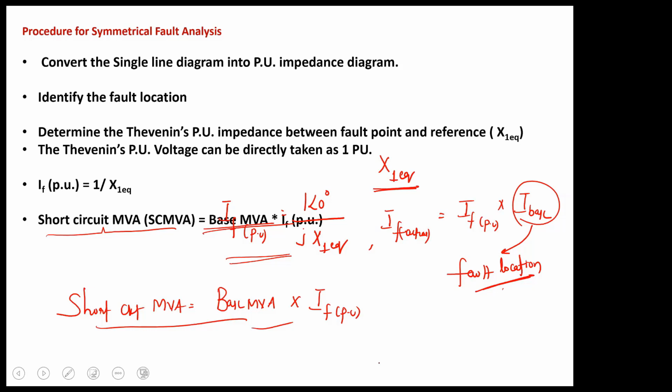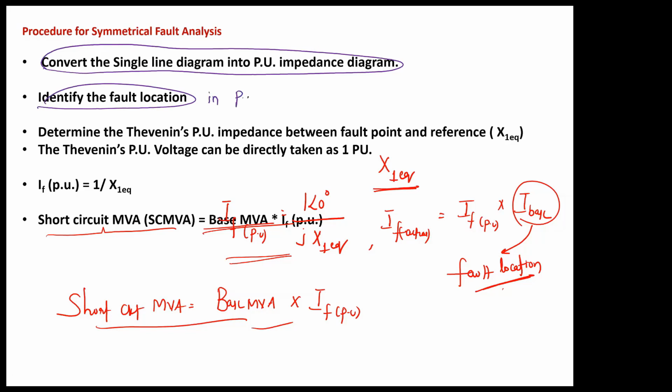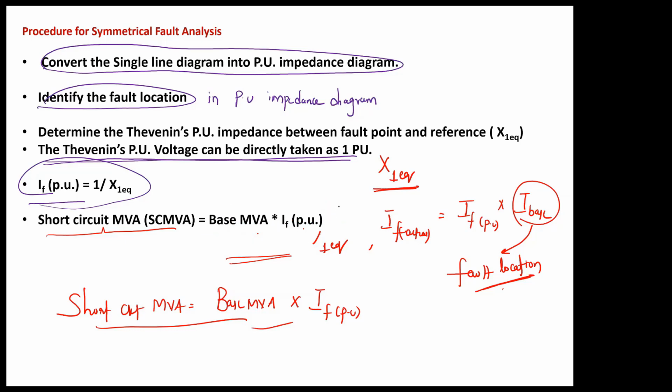If you carefully observe, the first step is to convert the single line diagram into per unit impedance diagram, which you already learned. Next, identify the fault location in the per unit impedance diagram. And the third step is to determine the Thevenin's per unit impedance between the fault point and reference. Reference is neutral in this case. Then the Thevenin's per unit voltage can be directly taken as 1 per unit. I'll explain why we take 1 per unit. Next, per unit fault current is given by 1 divided by X1 equivalent. And short circuit MVA is given by base MVA into IF per unit. Understand? So this is the procedure to calculate the symmetrical fault current.